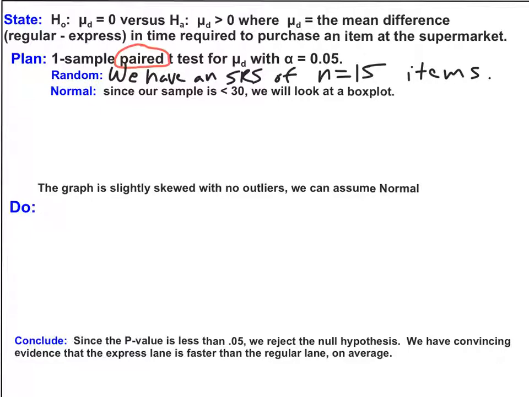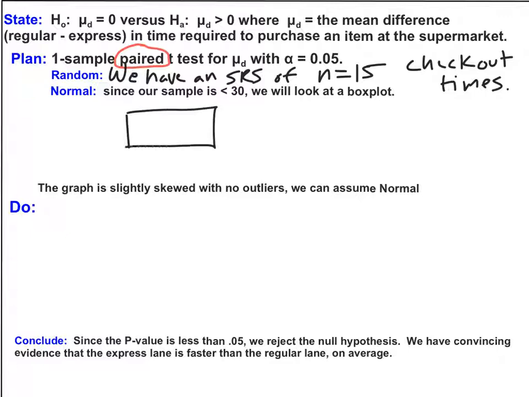Oh, excuse me. Let me back up here. I'm going to switch it now that I'm reading it closer. They went at randomly selected times. Okay, so let's say we have an SRS of n equals 15 checkout times. 15 checkout times. Sample is less than 30.